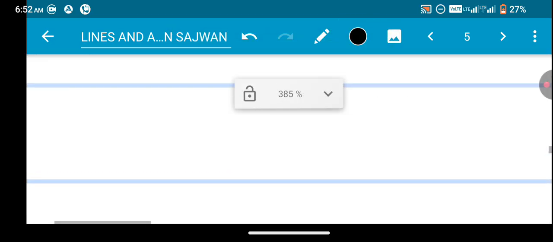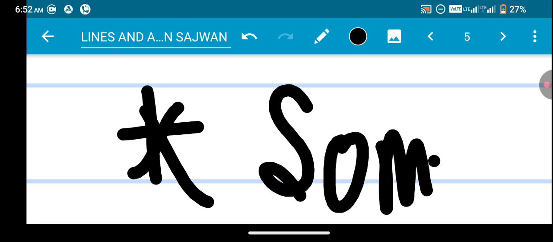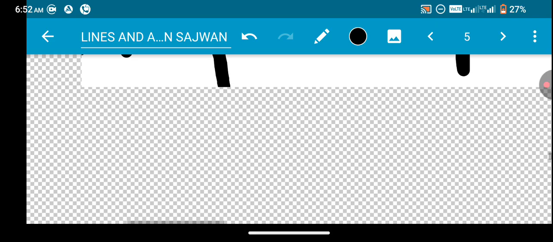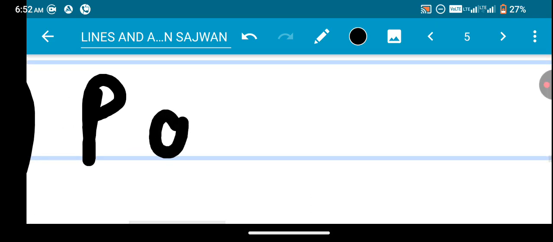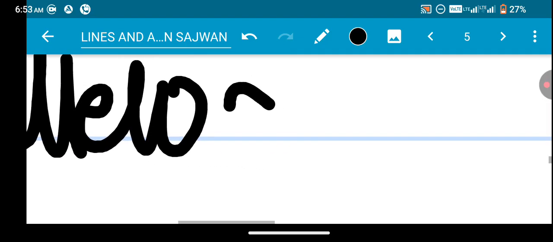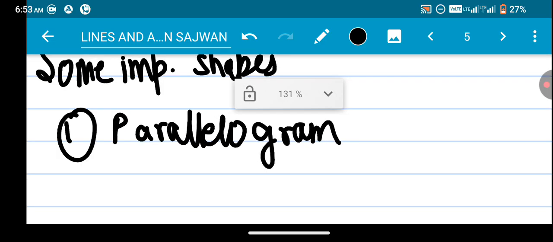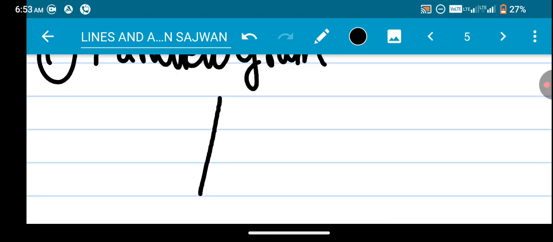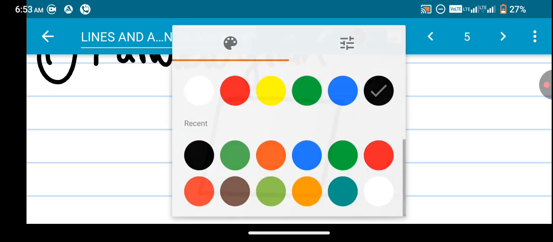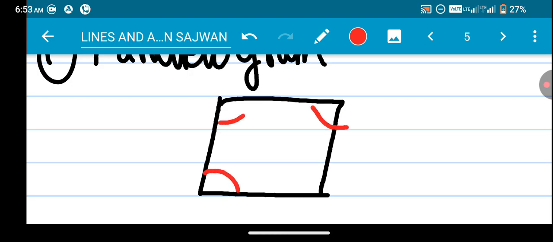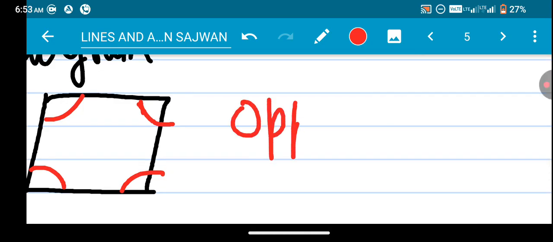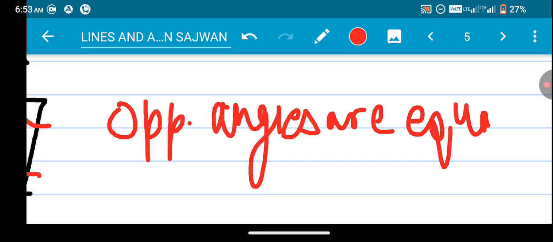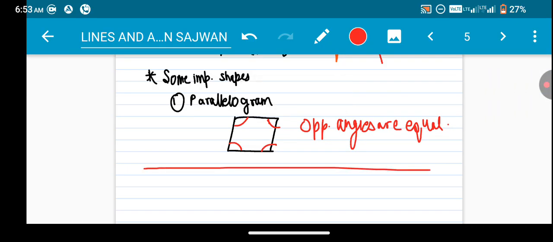Now we will cover some important shapes. Parallelogram. Okay, parallelogram I have made. These properties: opposite angles are equal. Opposite angles are equal is the most important in angles. This was a most important shape. In this way we have covered.